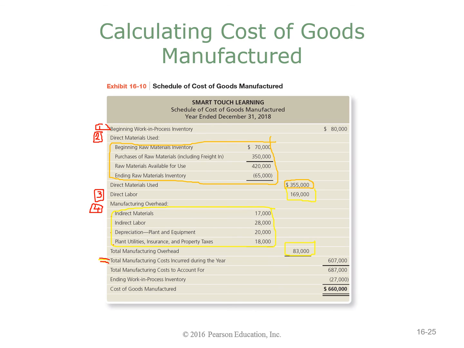Material, labor, overhead. This will be added to the beginning work in process to get the total manufacturing cost to account for. There is a big difference between the total manufacturing cost incurred during the year, which is direct material, direct labor, manufacturing overhead, and when we add the beginning work in process, we have the total manufacturing cost to account for, minus ending work in process, equal to cost of goods manufactured. This equation or this statement must be memorized by heart. Okay.